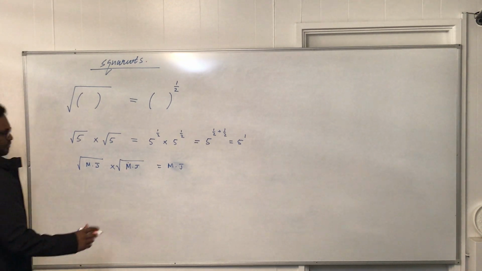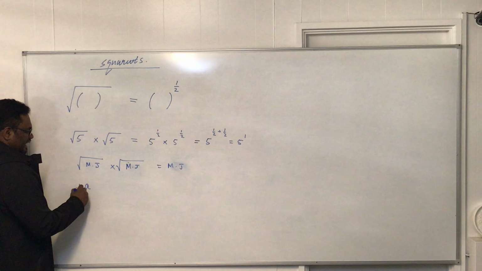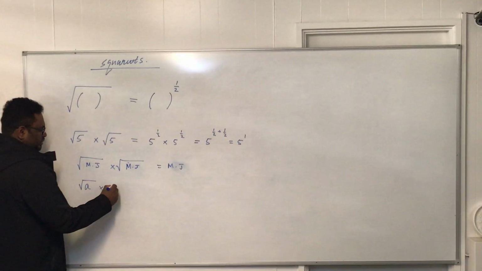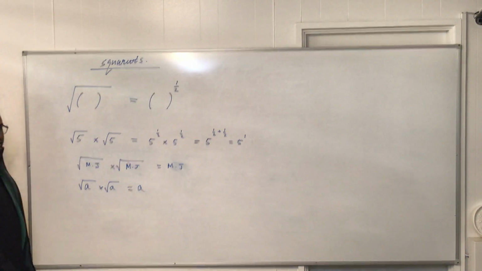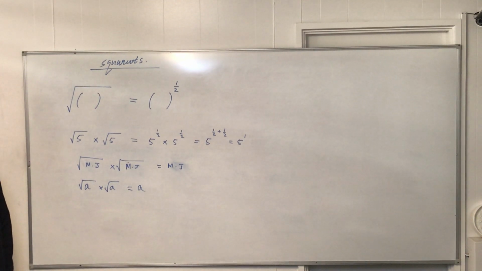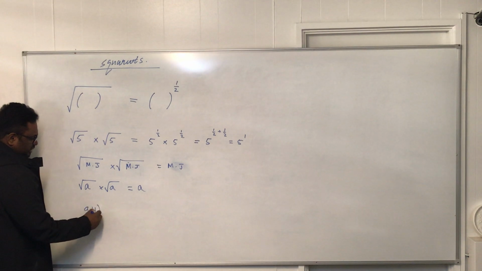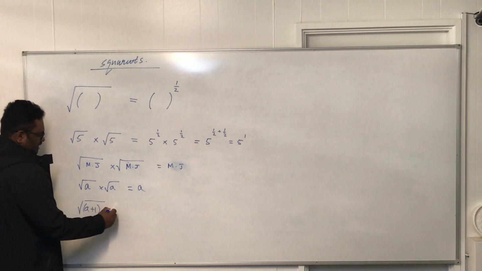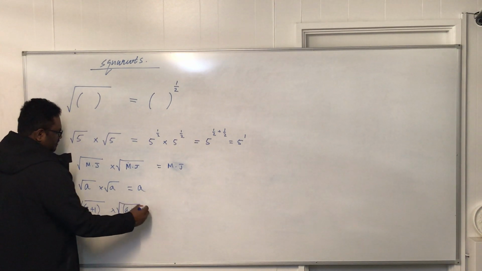Now, from now onwards, if you see something like this, a square root times a square root, what is the answer straight away? Easy. This is what we call learning, okay? So we see something, we use that pattern. Now what about this one? A plus 1 square root times a plus 1 square root. What is that?